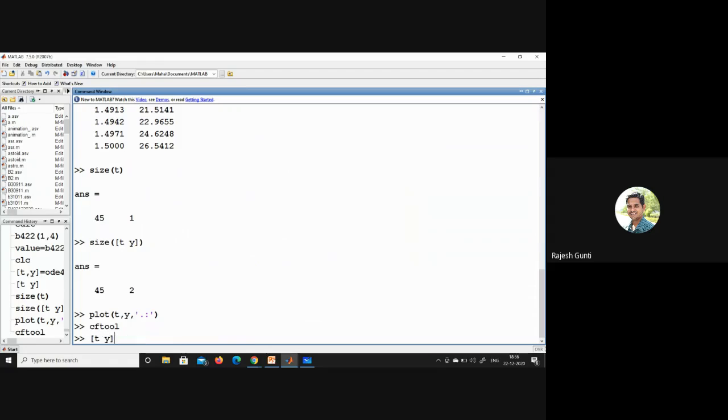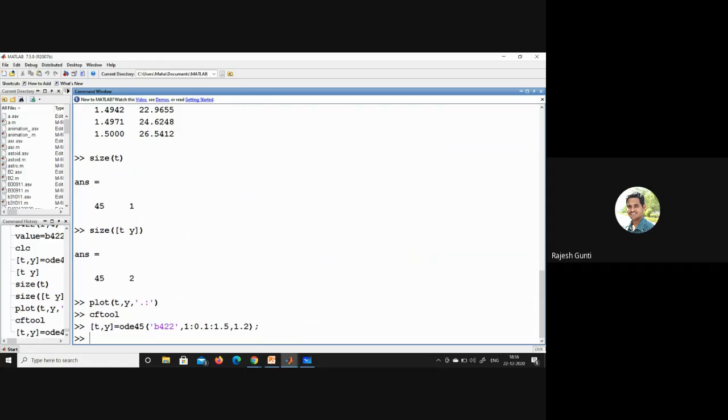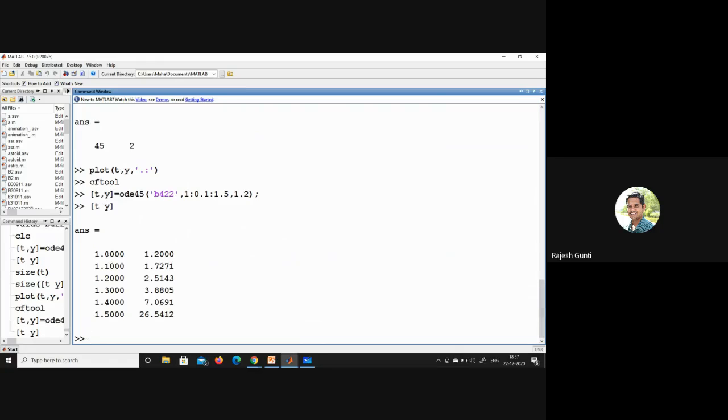We change the T span. So 1 colon 0.1 colon 1.5. What is T comma? That is my solution. T comma. That is 1, 1.1, 1.2, 1.3, 1.4, 1.5. Okay. This is the method to solve ordinary differential equations using solvers.